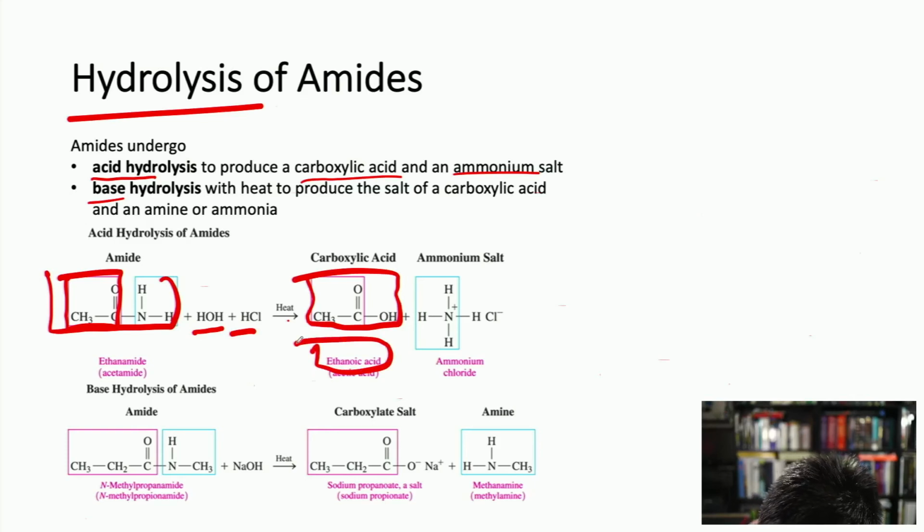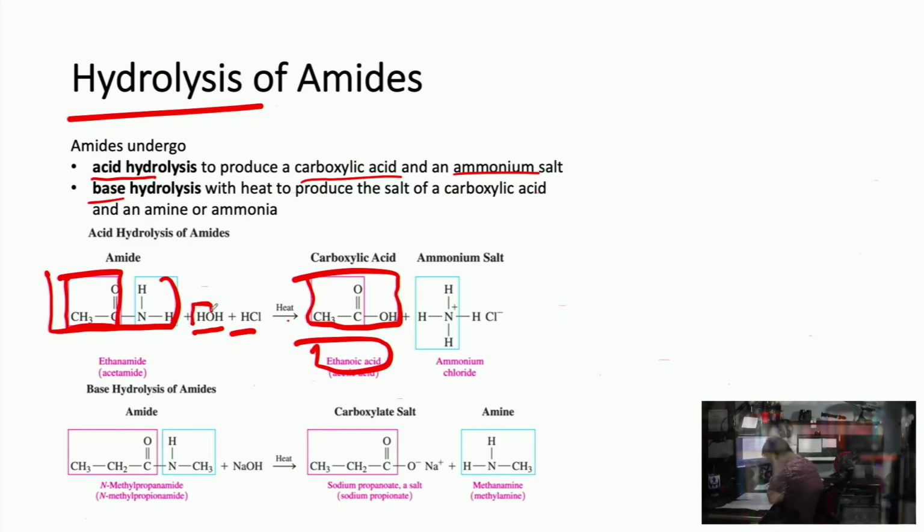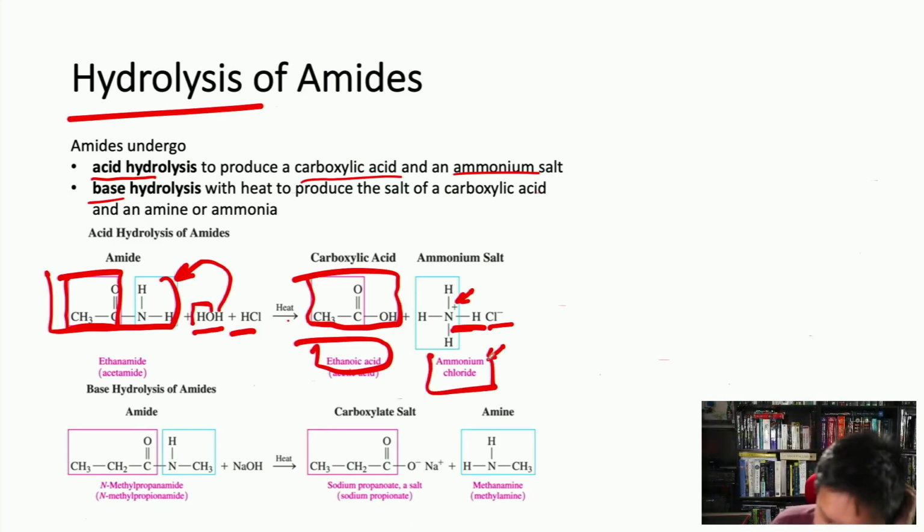And then this H right here goes over to rejoin the amine, along with an H from the acid, giving it a positive charge, making it ammonium. And then you're left over with the chloride ion, and so that's why you have ammonium chloride. So that's the acid hydrolysis.